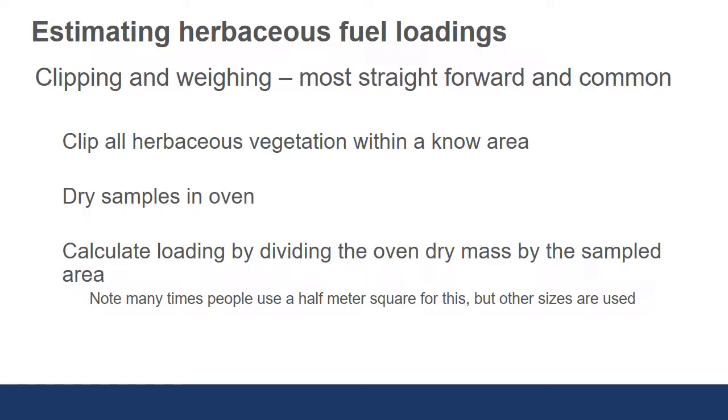The most straightforward and common method used for understory vegetation is the clipping and weighing method. To use this method, first measure the mean height. Then, clip all vegetation within a known area, dry the samples, and calculate the loading. To get the bulk density, divide the loading by the height of the plants.